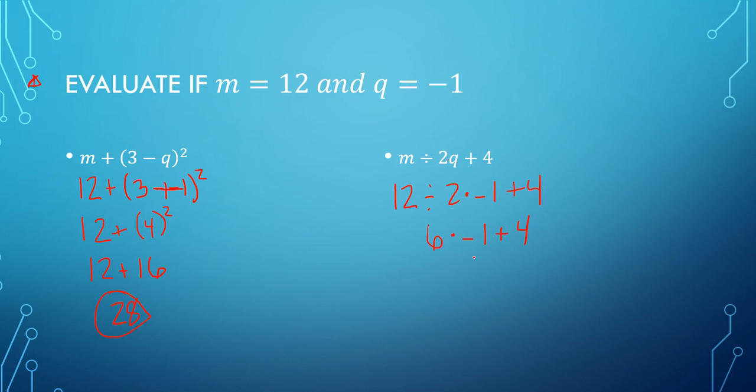Then we get to do the multiplication. 6 times -1 is -6. And then -6 plus 4 is -2. And that's all there is for evaluating expressions.